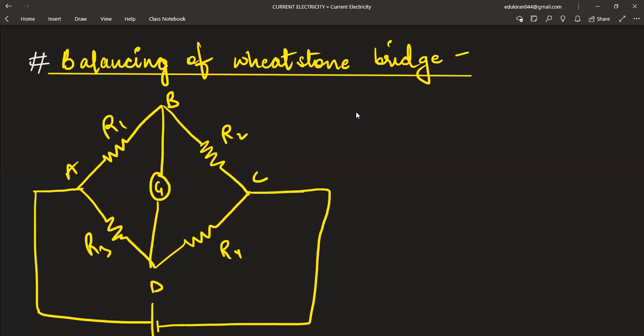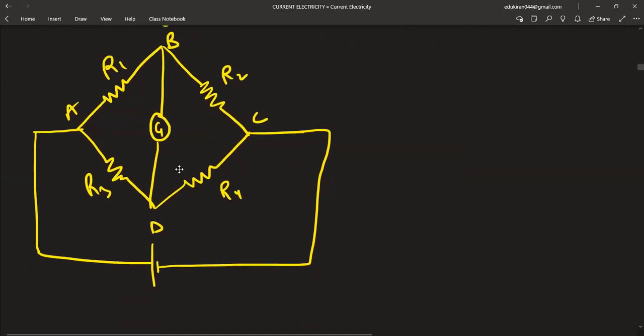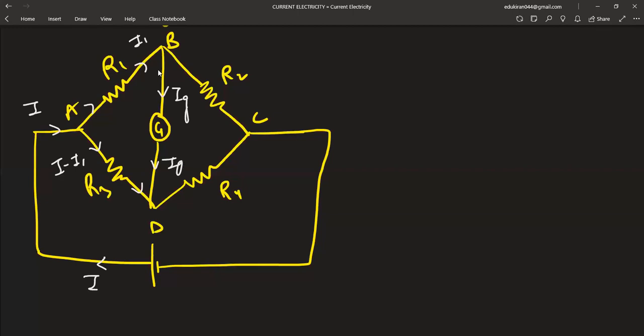See, we'll distribute the current. Suppose this is the main circuit. Let's make the bigger I coming. I1 goes into this branch, right? And so I minus I1 will come in this branch. This branch where the galvanometer is present, I am saying the current is IG.